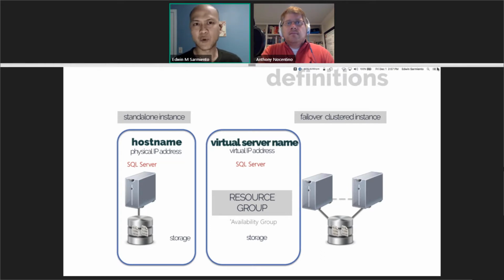So if I say, for instance, I am running SQL Server on the left node, if I decide to move SQL Server from that node to the node on the right, I would have to move the entire resource group with it, which means the virtual server name has to come with it, the virtual IP address has to come with it, the storage ownership has to come with it, together with the SQL Server service.